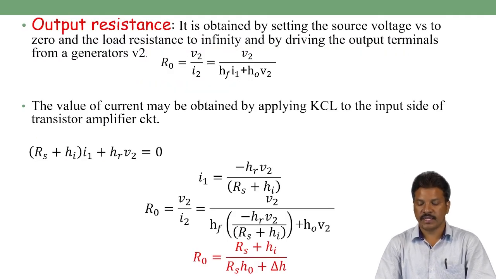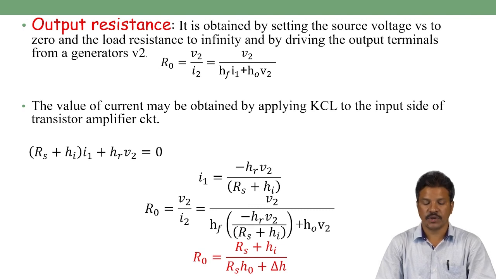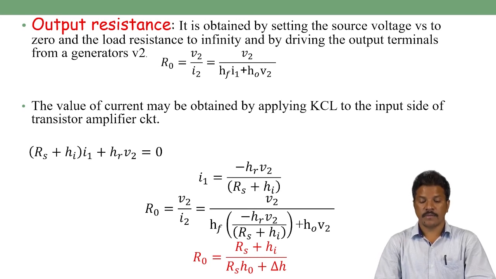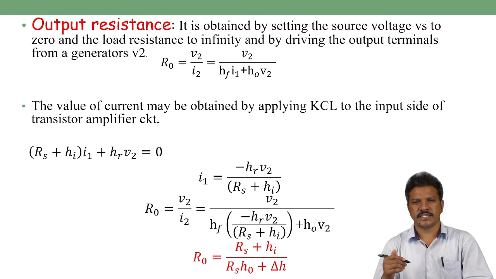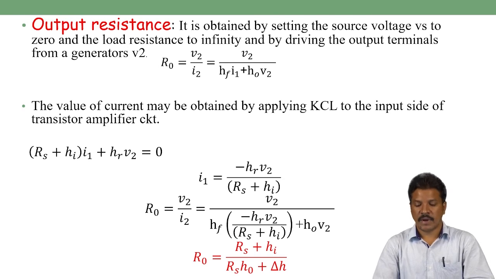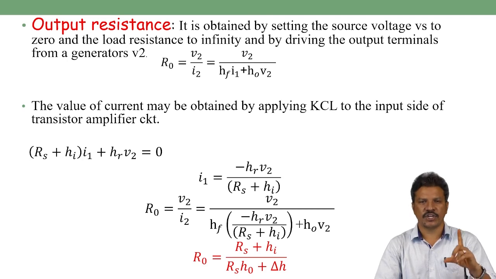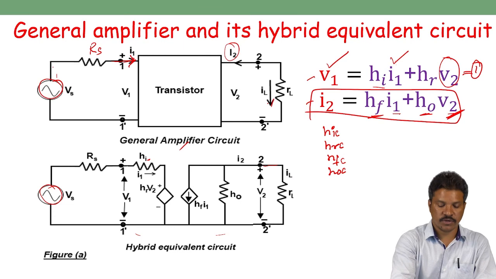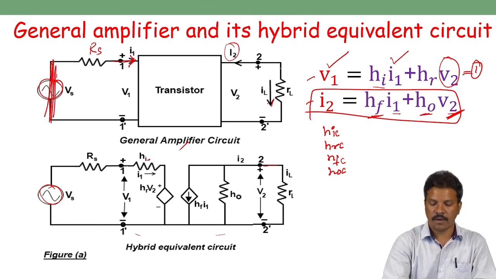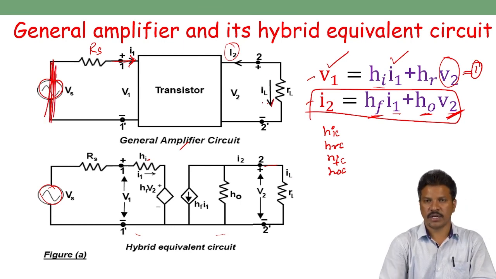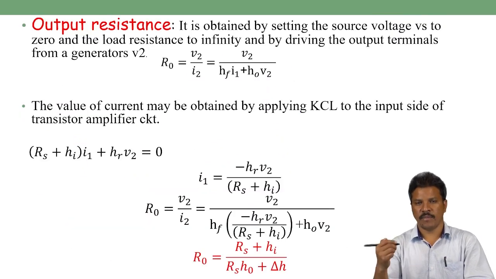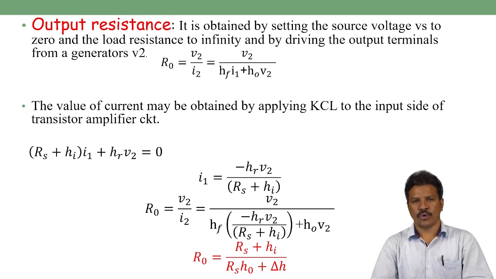It is observed by setting the source voltage Vs to 0 and the load resistance to infinity. So in order to find the output resistance in the transistor amplifier, we set the source voltage Vs equal to 0. Vs equal to 0 means short circuit of the source voltage. So this source voltage gets short circuited, and we apply a voltage source V2 at the output side. Then we can measure the output resistance looking into port 2.